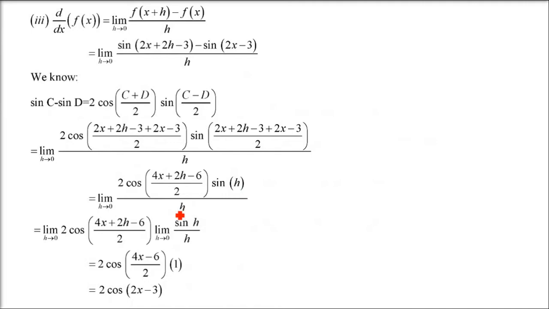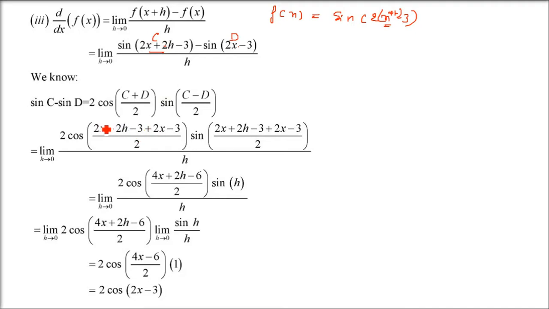Now the third one here is sin 2x minus 3. So here also we have to do the same thing, sin 2x minus 3, just put x as x plus h. So sin(2x + 2h minus 3), and then we have minus sin(2x minus 3). Sin c minus sin d. So this is sin c minus sin d, so 2 cos((c + d)/2) sin((c minus d)/2), because sin c minus sin d we can use.